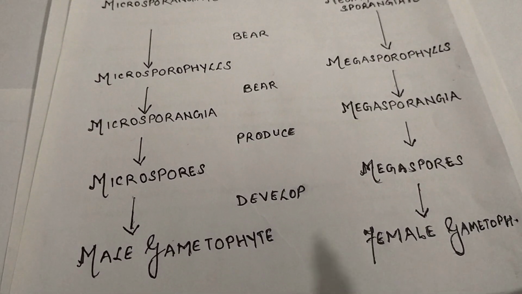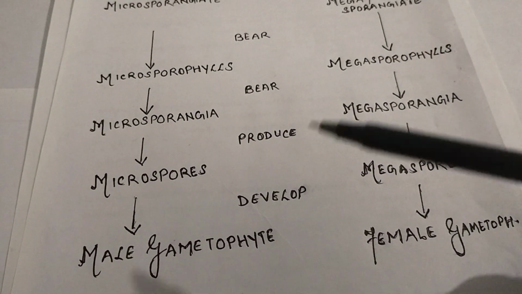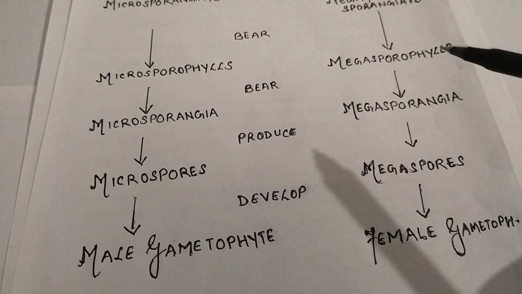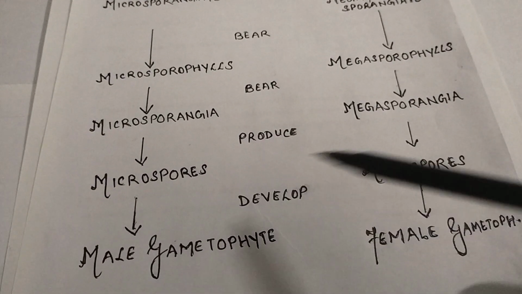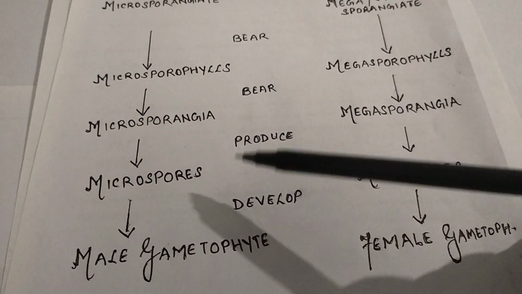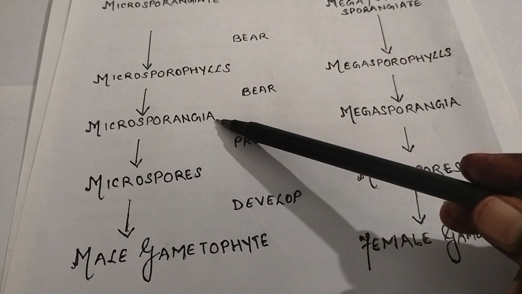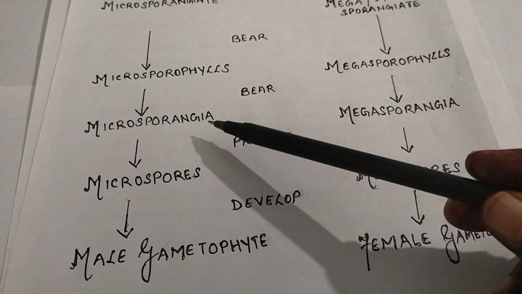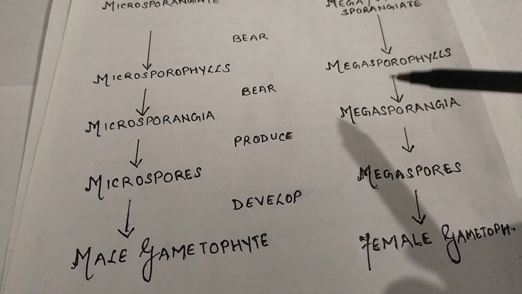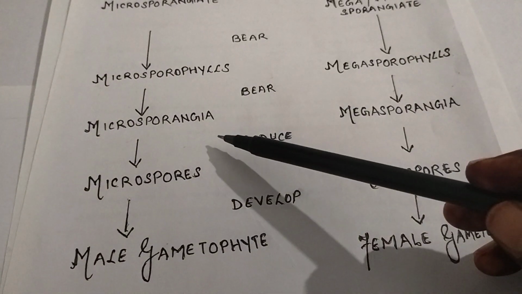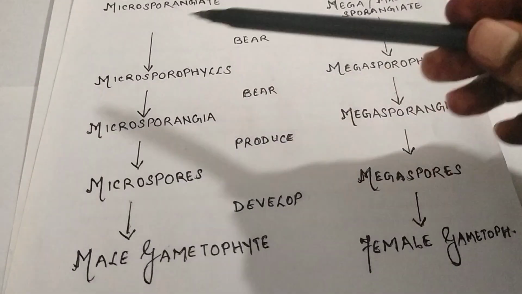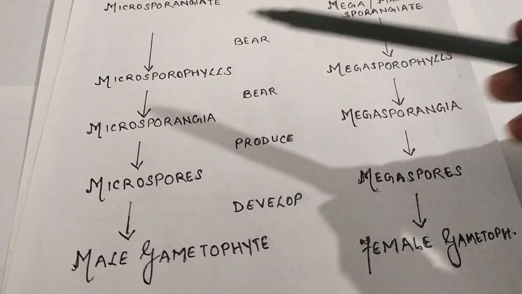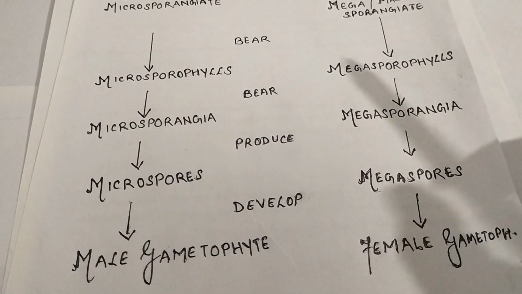Now see, gymnosperms are heterosporous. Two kinds of spores are produced, micro and mega. Micro is male and mega is female. Now where are they formed? They are formed in the spore bearing body, sporangia. Microspores on microsporangia, megaspores on megasporangia. Where are these sporangia present? They are present on the sporophylls. Microsporangia on microsporophylls, megasporangia on megasporophylls.